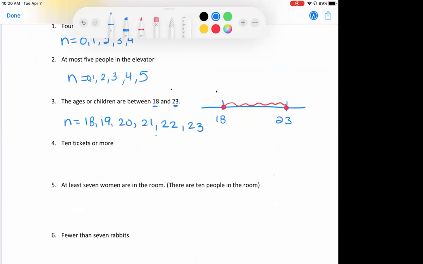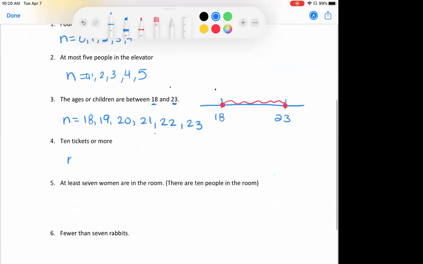Okay, let's go on to 4. 10 tickets or more. So if you're ever confused about anything, think about something that you might consider important. If you think about money for these situations, that really helps clear out what you're working with. Sometimes when we're talking about pencils or people in an elevator, it might seem really weird. But if you rephrase it using money, or think about it as food sometimes, it makes more sense. So 10 tickets or more.